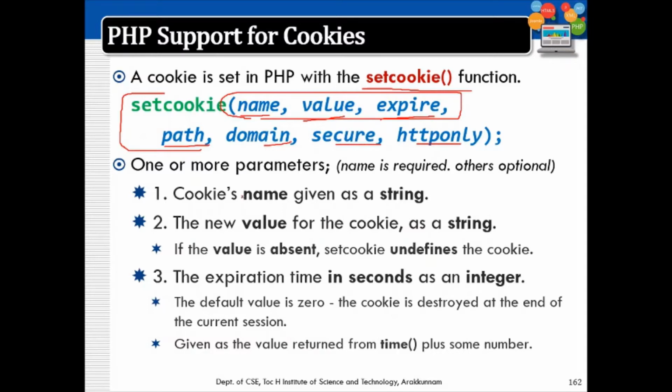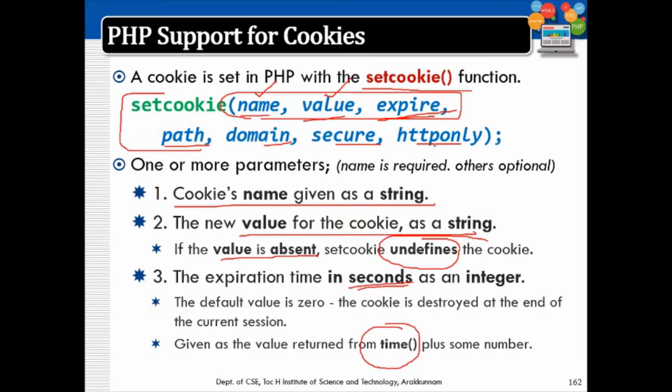These are optional parameters. The first parameter is the name of the cookie, which is given as a string. The second parameter is the value of the cookie, which is also given as a string. If the value is absent, that cookie will be undefined; it is not bound to any value. The third parameter is the expiry time. It is given in seconds, and generally we use the time function to add the expiry time. We will see the details.